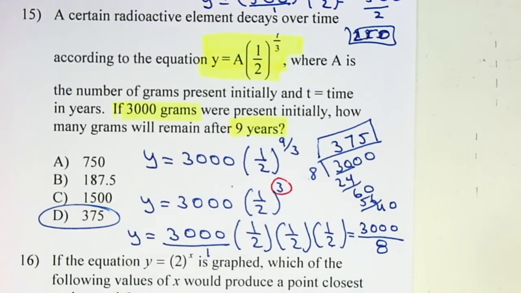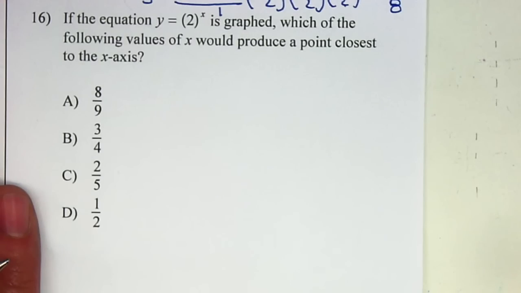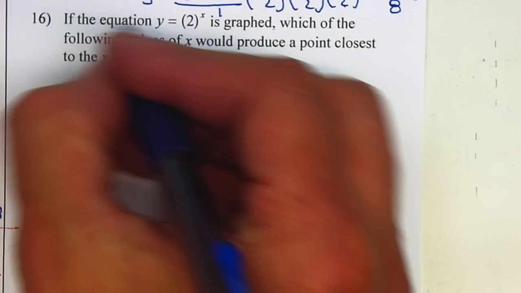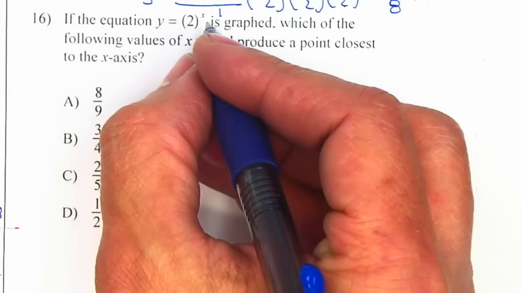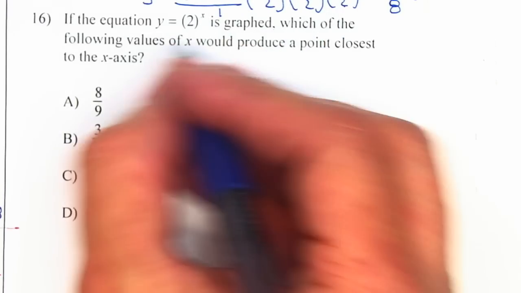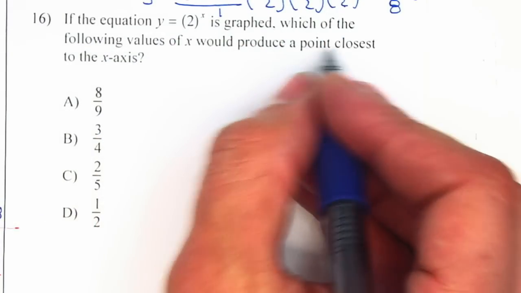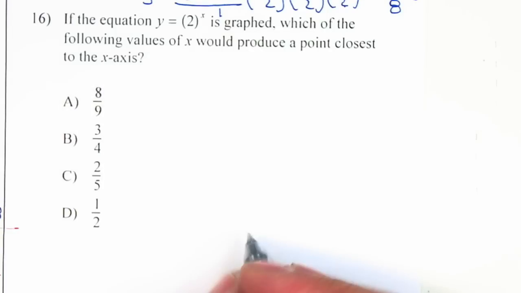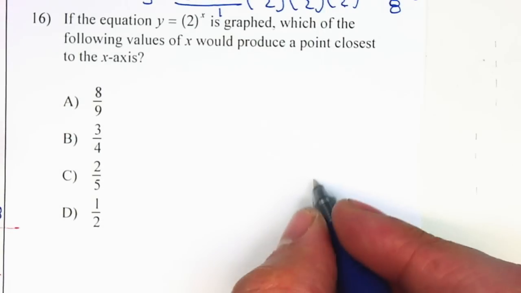And the last one, we need to be able to say, if the following equation is graphed, which of the following values will produce a point closest to the x-axis? So we need to be able to graph it. So I want to be able to graph it.